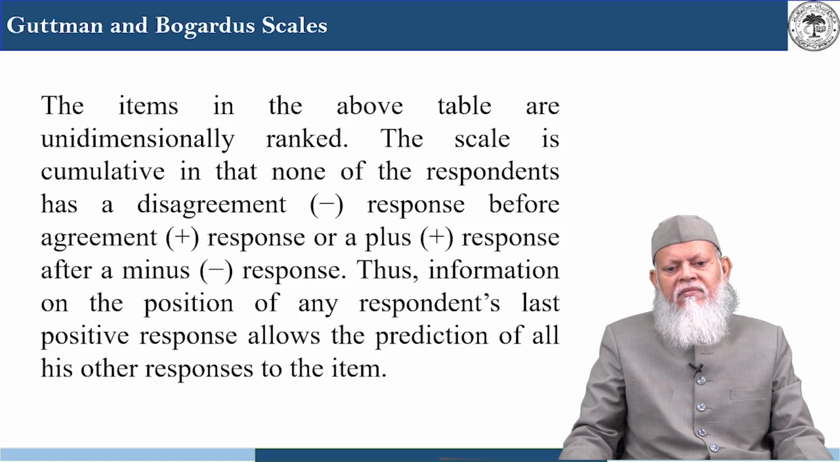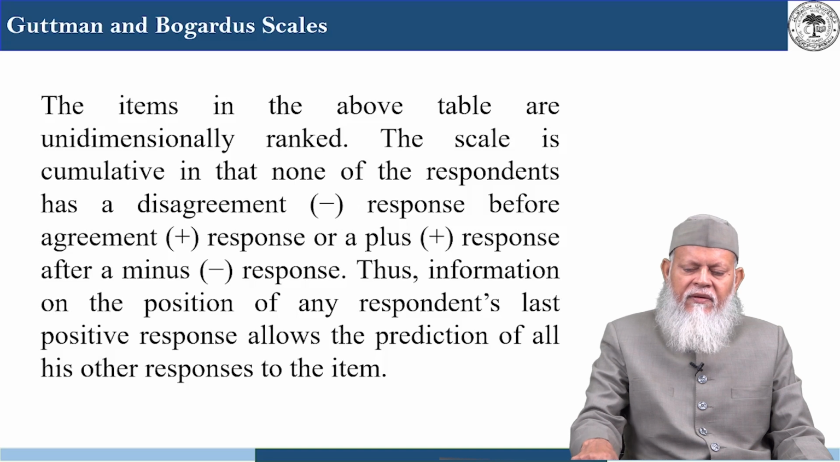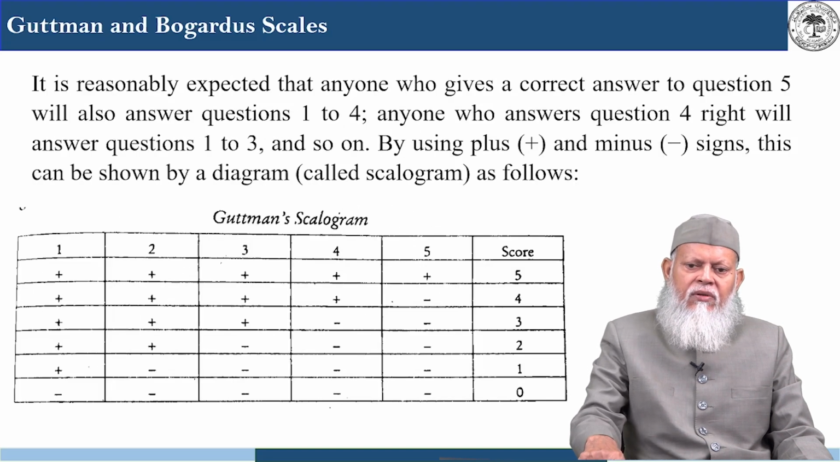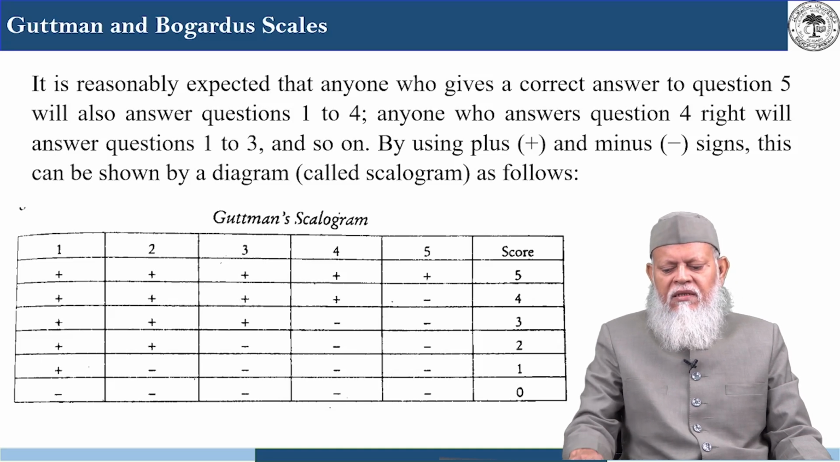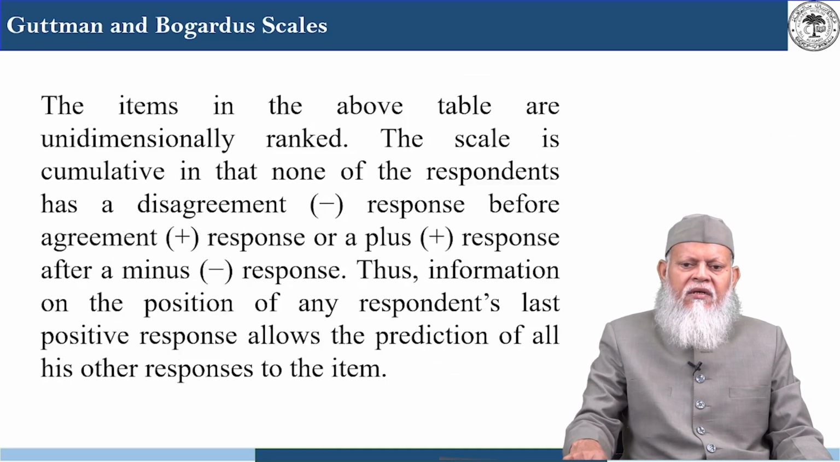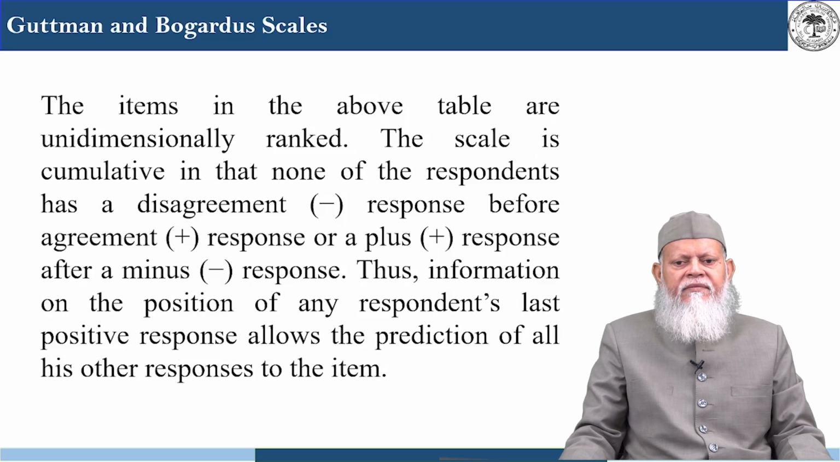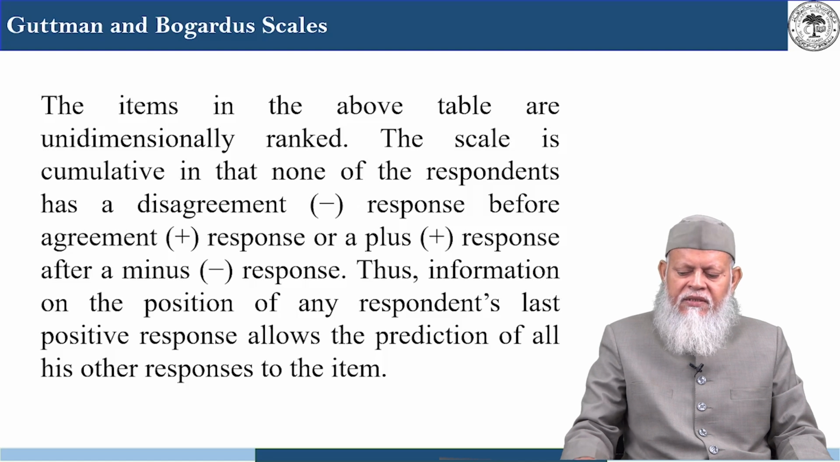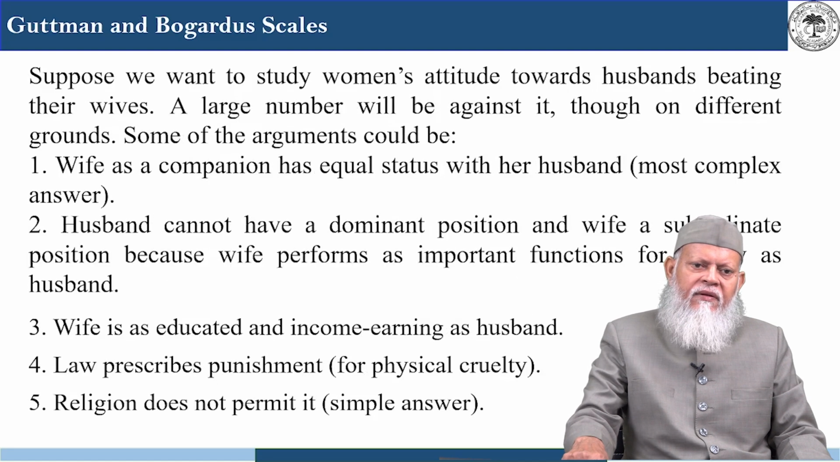Thus, information on the position of any respondent's last positive response allows the prediction of all his other responses to the items. So, the last response in both the examples gives us the position of the respondent, and this is called a cumulative scale, which is the Guttman scale.